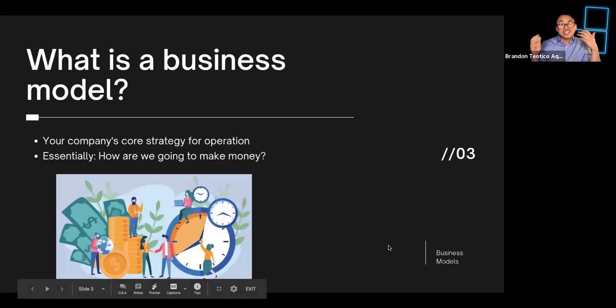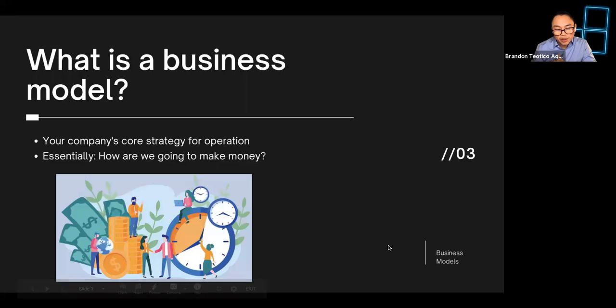So first, we have to ask the question of what even is a business model? A business model is pretty much your company's core strategy for operation. It's asking the question, what are we doing? What is our structure? And essentially, it's asking the question of how are we going to make money?